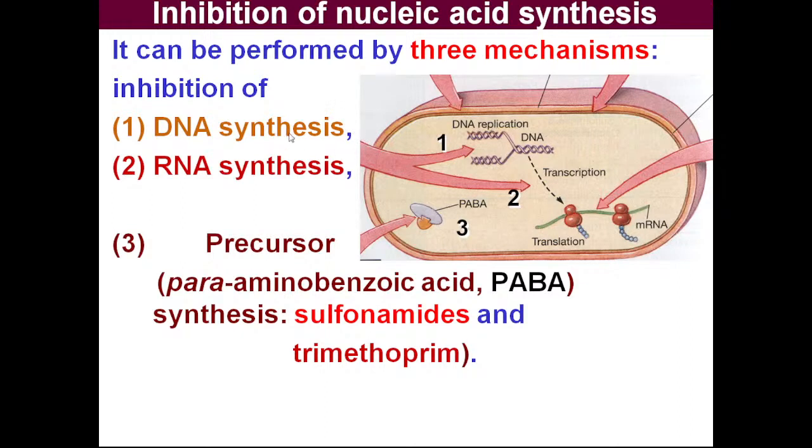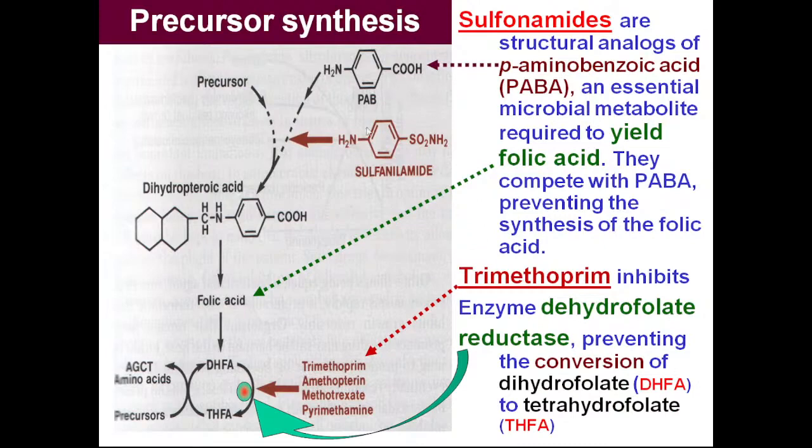Inhibition of nucleic acid synthesis can be achieved by around three mechanisms: inhibiting DNA synthesis directly, inhibiting RNA synthesis directly, or inhibiting the development of precursors, such as para-aminobenzoic acid synthesis. And these are sulfonamides and trimethoprim. You can see here the structure of a sulfonamide, which is an analog of para-aminobenzoic acid, which is essential in microbial metabolism that yields folic acid. So when a sulfonamide is incorporated instead of PABA, the synthesis of folic acid is prevented.